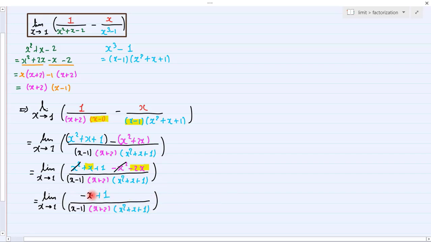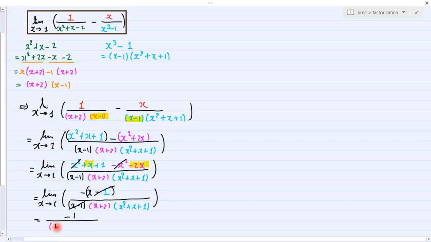Now if we take minus common, we will get x minus 1. So your x minus 1 will be cancelled out, and we just have to substitute the limit into minus 1 upon x plus 2 into x square plus x plus 1. So just replace your x by 1. You'll get 1 plus 2 and 1 square plus 1 plus 1. Or we can say we will get minus 1 upon 9 as your final answer. Ta-da!